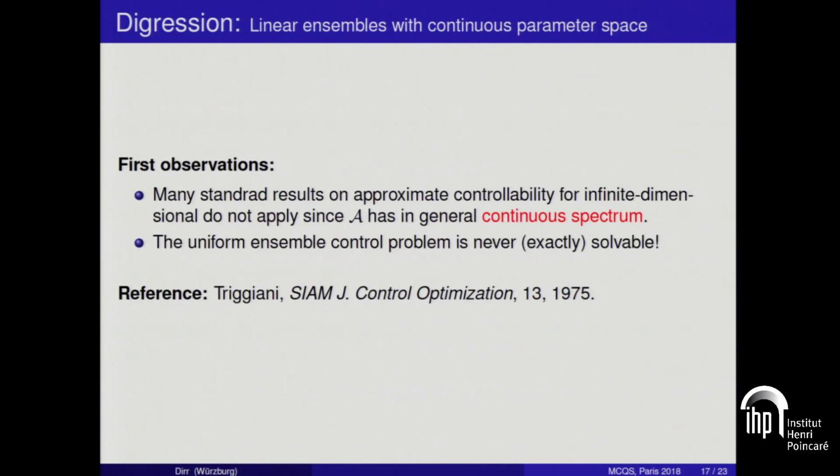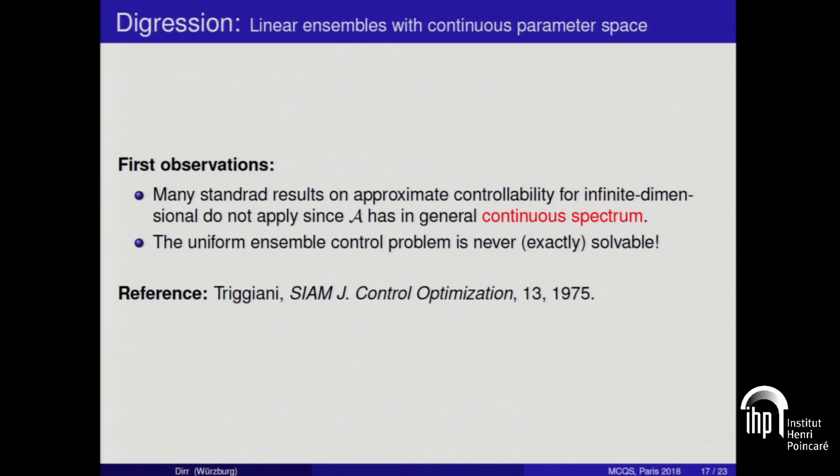And we have two first observations. The first says that many standard results in the literature do not apply to this system due to the fact that these multiplication operators have continuous spectrum. This is easily seen. Think about the simplest multiplication operator, a 1-by-1 matrix, just a multiplication by a function. Then you immediately see that the spectrum of this multiplication operator is given by the range of the function. And the range of a continuous function is usually a continuous set. Therefore, you have a continuous spectrum.